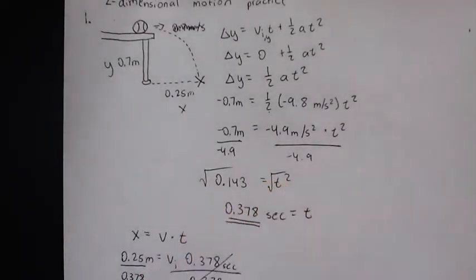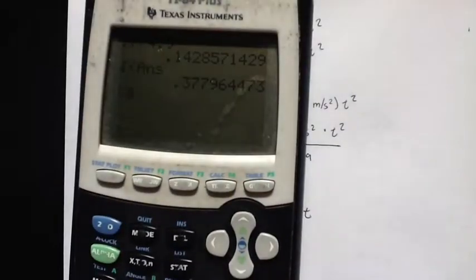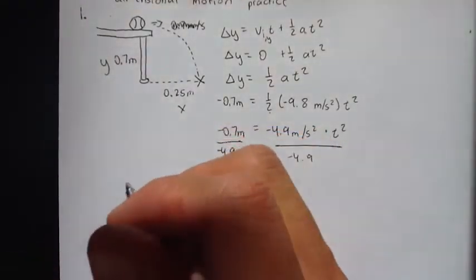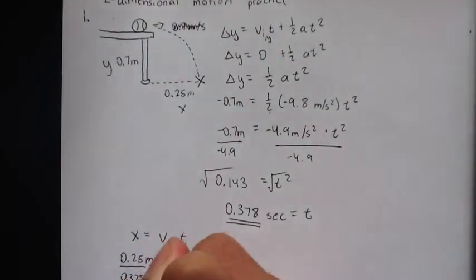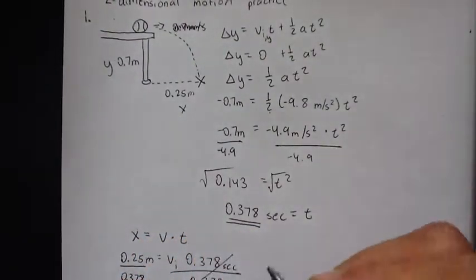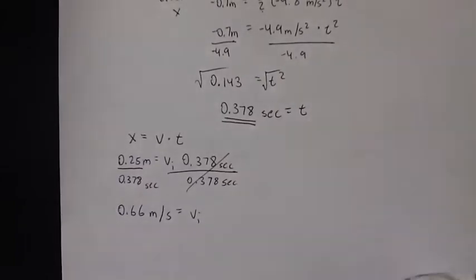That cancels this out, and we have 0.25 divided by 0.378, which gives me 0.66 meters per second. That is my initial velocity in the x direction.